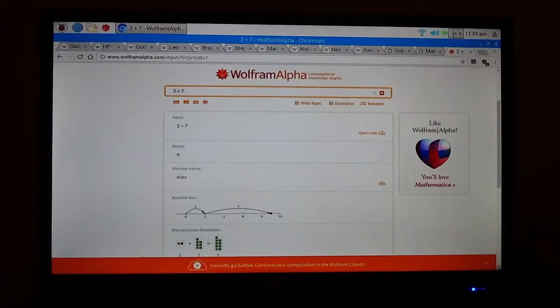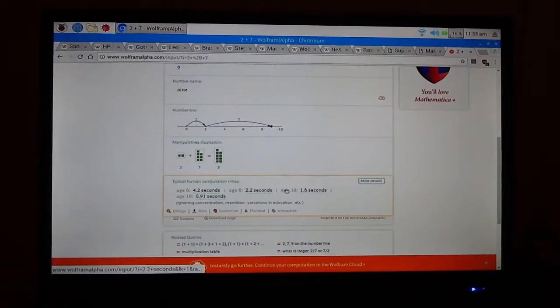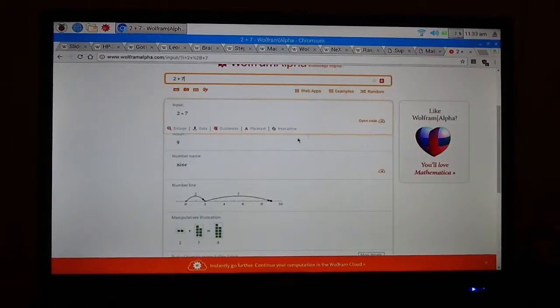And in fact, if you go further down, it says, okay, if you take 2 squares and add 7 squares, you get 9 squares. And then it even tells you how long it will take a human to compute this. Age 6, about 4 seconds. Up to age 10, you're down to 1.6, and over 18, less than a second. So this is just various information that it gives you. I didn't even ask for that. I just asked for the answer to 2 plus 7, and Wolfram Alpha usually gives you a lot of additional information that you may find of use. And in fact, as you can see here, it could even be very useful for young children.